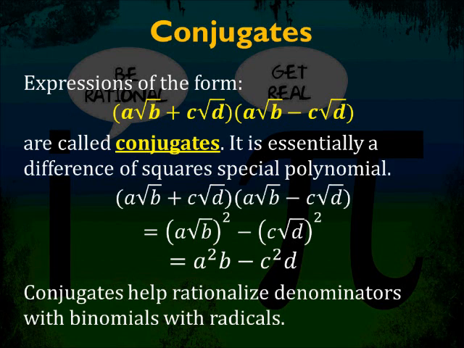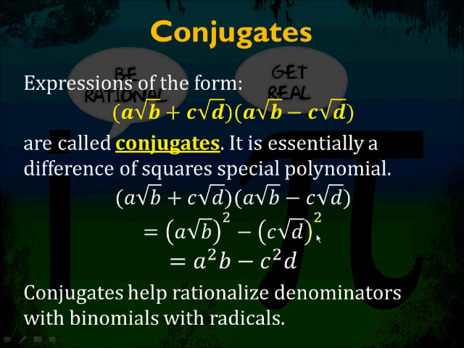This isn't anything different than what we did today in class. Now, this is going to be new. The conjugate. Expressions of the form a root b plus c root d times a root b minus c root d are called conjugates. If you can see what we're having here, it's basically a difference of squares. You have an a plus b times a minus b, and it's a difference of squares special polynomial. If you multiply these together using FOIL, you get a root b quantity squared minus c root d quantity squared, which simplifies to a squared b minus c squared d.